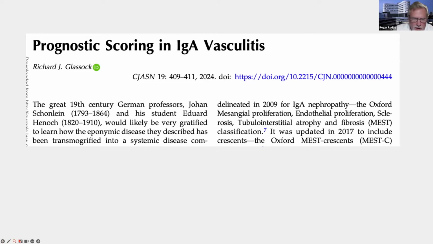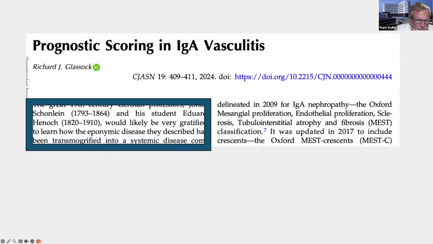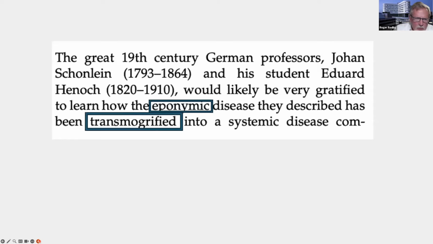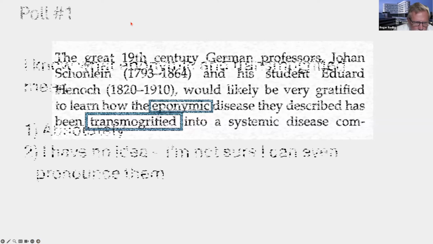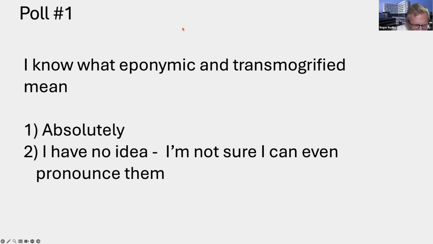But I want to point out in the first paragraph, if you could advance the slide, advance again, there's two words that Dr. Glassock uses in this first paragraph, and this is where our first poll comes in. If you could put the poll up. I know what eponymic and transmogrified mean. So if you know what these words mean, I want you to vote number one. Number two is, I have no idea, I'm not sure I can even pronounce them.